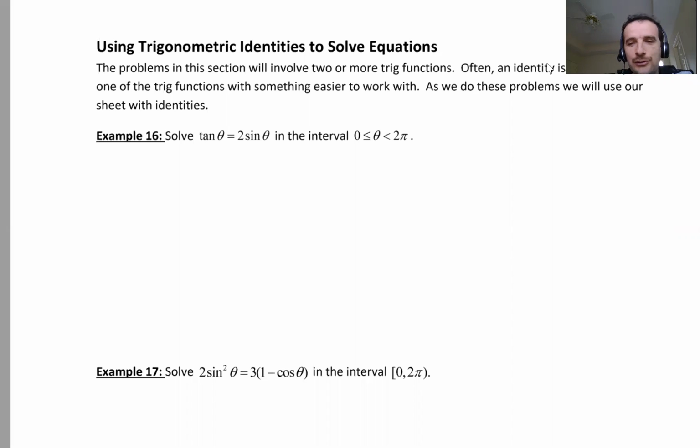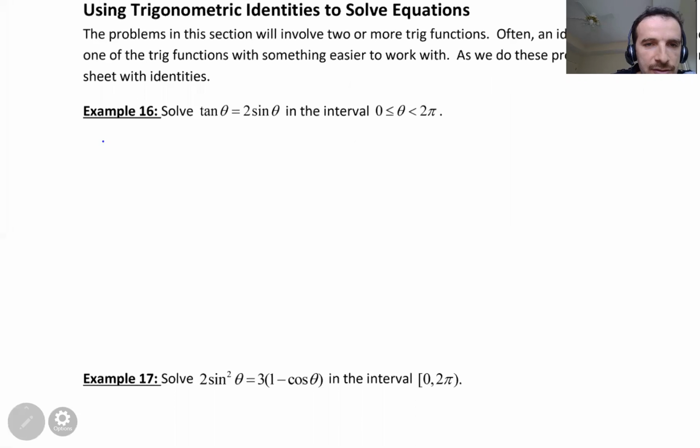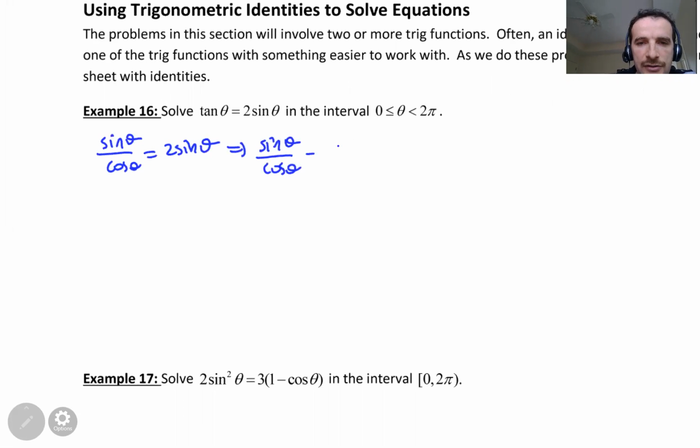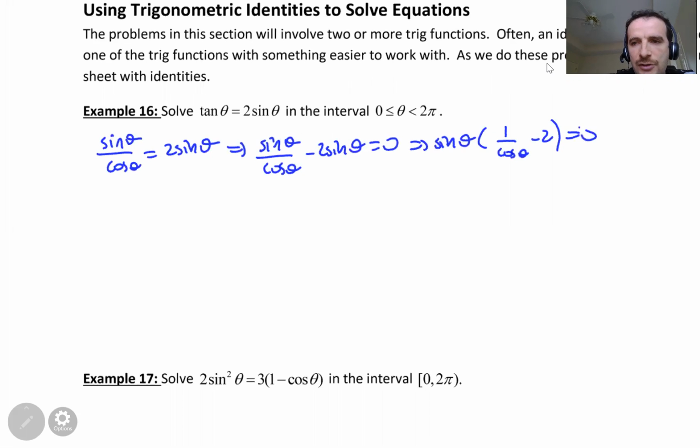Solve tangent theta is equal to 2 sine theta in the interval. First of all, I can rewrite tangent with respect to sine and cosine, right? So sine theta over cosine theta is equal to 2 sine theta. Let me move this 2 sine theta to the other side. Sine theta over cosine theta minus 2 sine theta is equal to 0. Now I can factor out sine theta, right? Sine theta times (1 over cosine theta minus 2) is equal to 0.